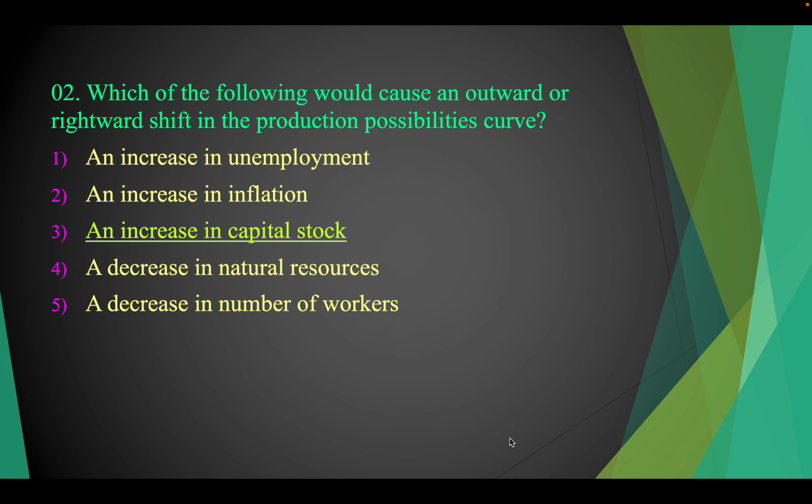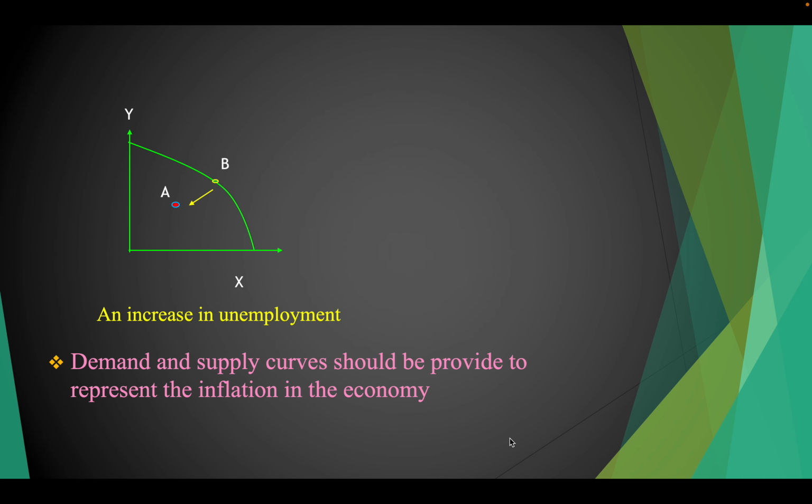Then the second one, an increase in inflation. Children, you have to know inflation means the prices of goods and services are increasing. That means a general price level increase of goods and services can be shown by the demand and supply curves. We represent inflation through the demand and supply curves. So we cannot use the production possibility curves for that.